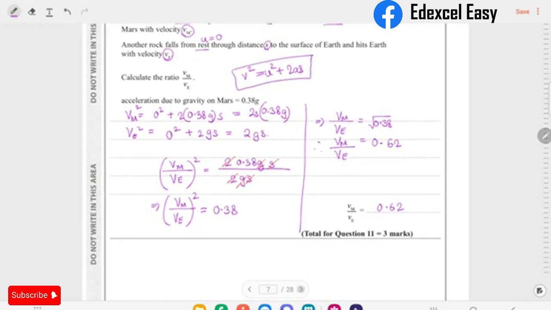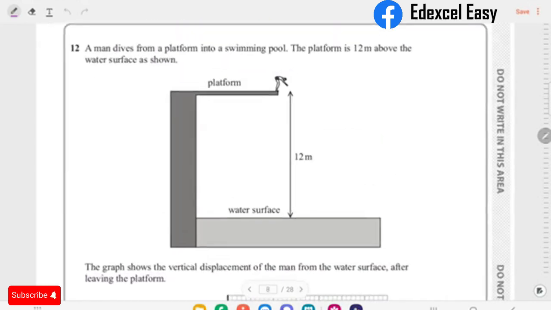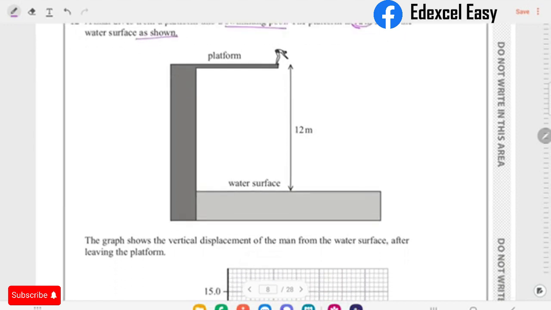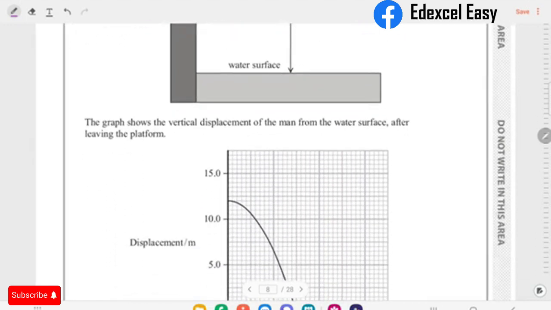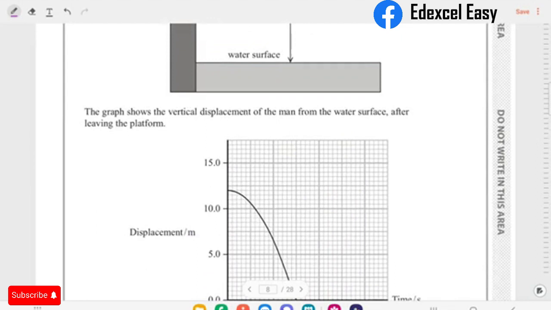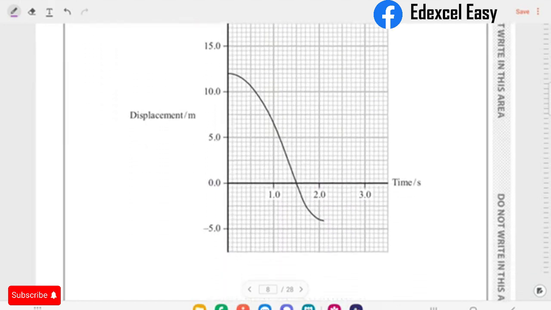Okay, so we'll move on to question 12. A man dives from a platform into a swimming pool. The platform is 12 meters above the water surface as shown. The graph shows the vertical displacement of the man from the water surface after leaving the platform. Basically, it is the distance traveled in the air and inside the water after the man has jumped from that platform. So this is how the diagram would look.